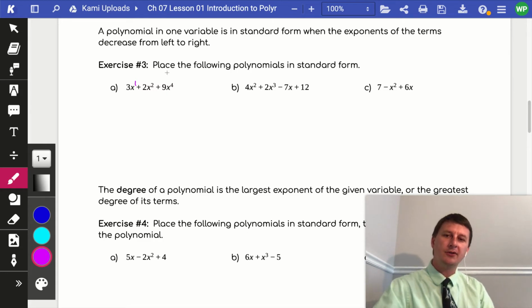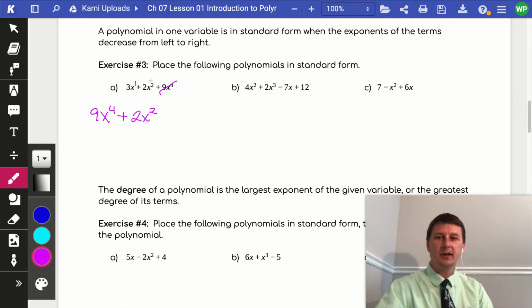So we want to put our greatest exponent first. 9x to the fourth power is our term with the greatest exponent. And then after that is going to be the exponent with a 2. So that's going to be 2x squared as our next term. And finally, we have 3x to the first, which is just 3x. So again, in standard form, we have 9x to the fourth plus 2x squared plus 3x.